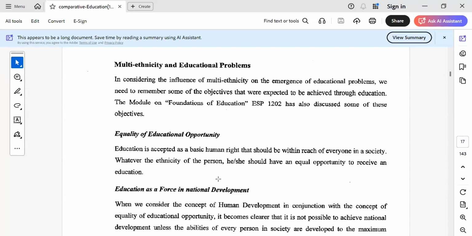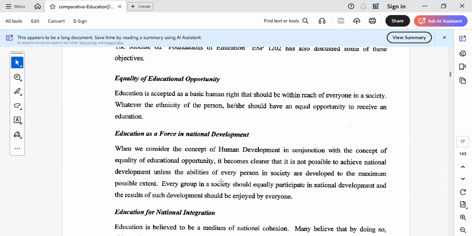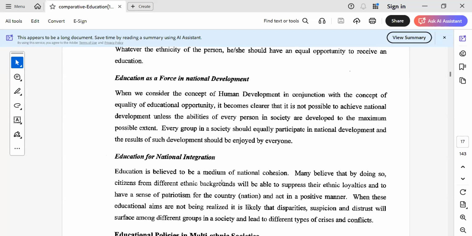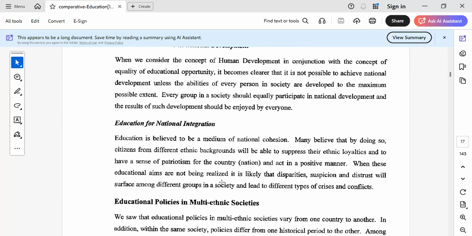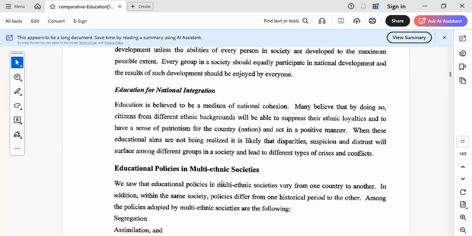So, equal opportunity education as a force in national development, right? Every country expects their people to learn. So educational society, learning society, and education for national integration. This word is famous in our national goals, right? In the first national goal, they talk about social cohesion and national integration. So here, education is believed to be a medium of national cohesion, right?